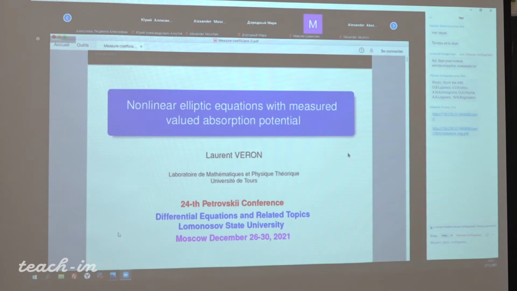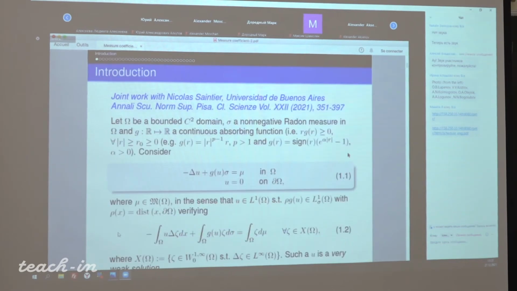I'm going to speak, as you see from the title, about a question of looking for nonlinear elliptic equations with a potential which is a measure acting on the nonlinear terms. This is joint work with Nicolas Saint-Dié from Universidad de Buenos Aires, and it appears in the Annals of Laurent V this year.